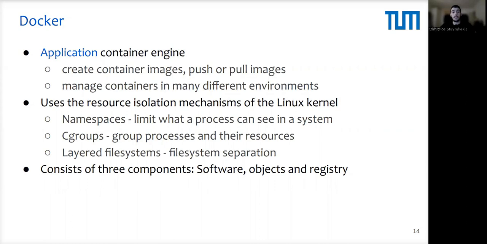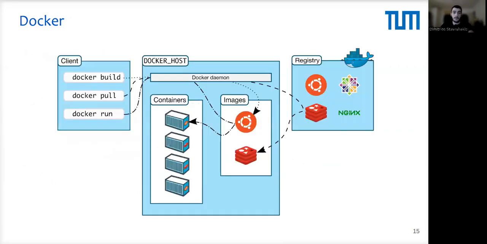Overall, Docker can be split into three different components. First, the set of software tools that it provides. Secondly, we have its objects that include the images, the containers, and its services. And lastly, the registry, which is essentially a central repository of images.